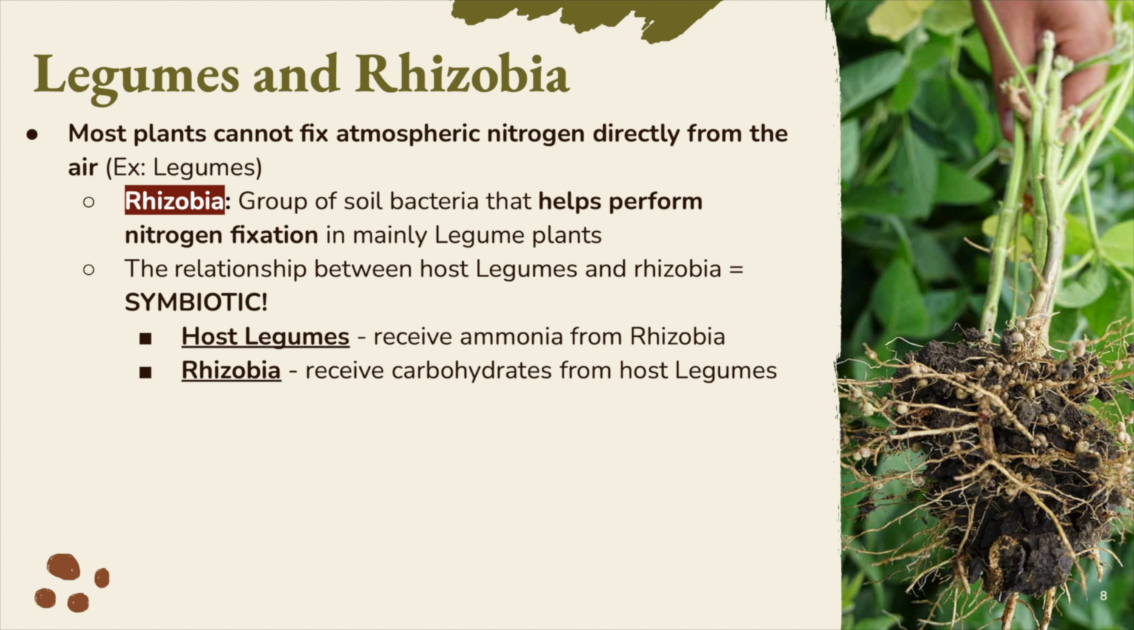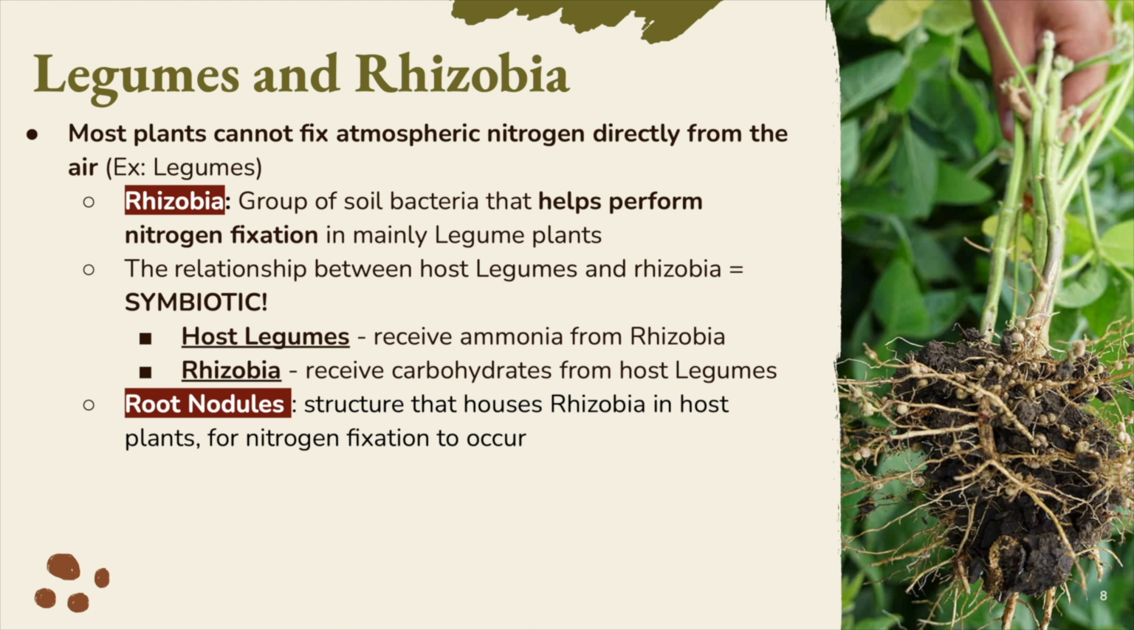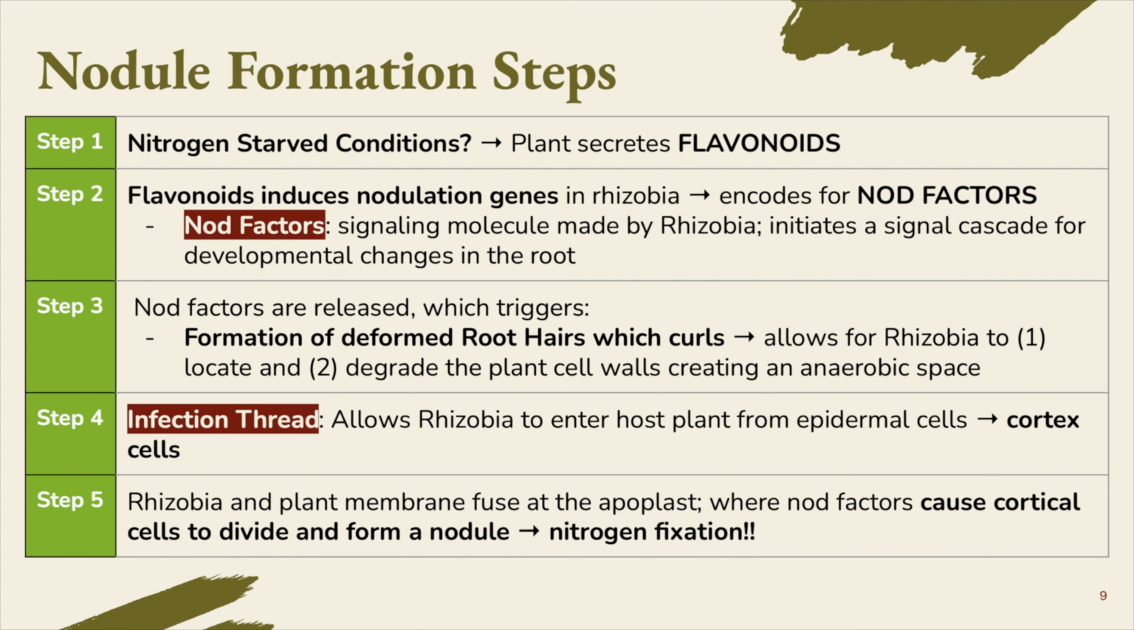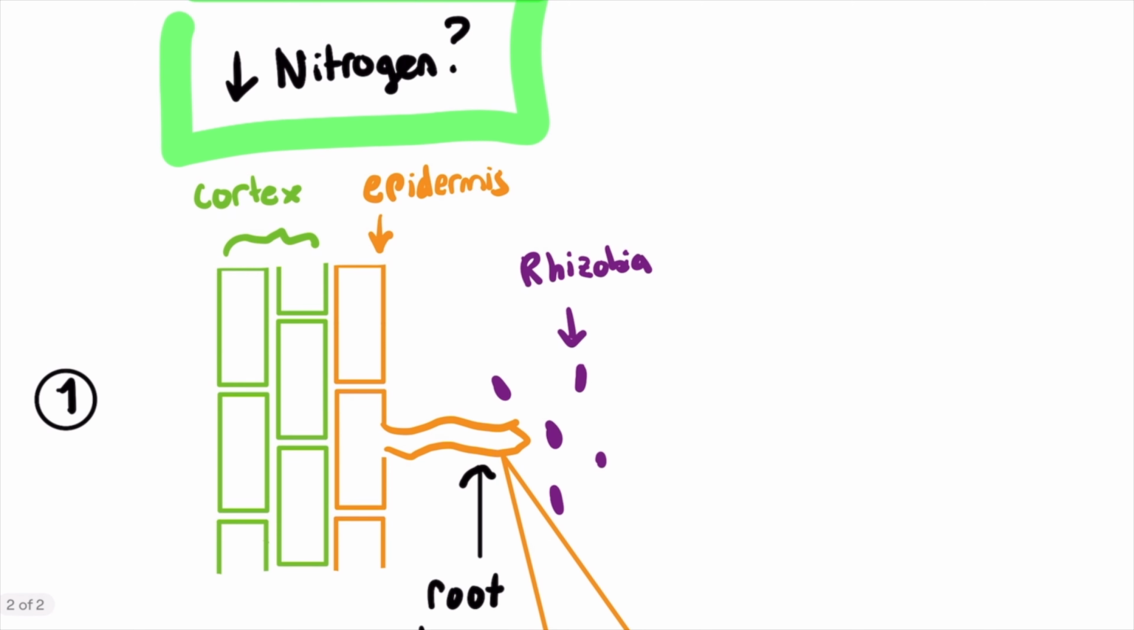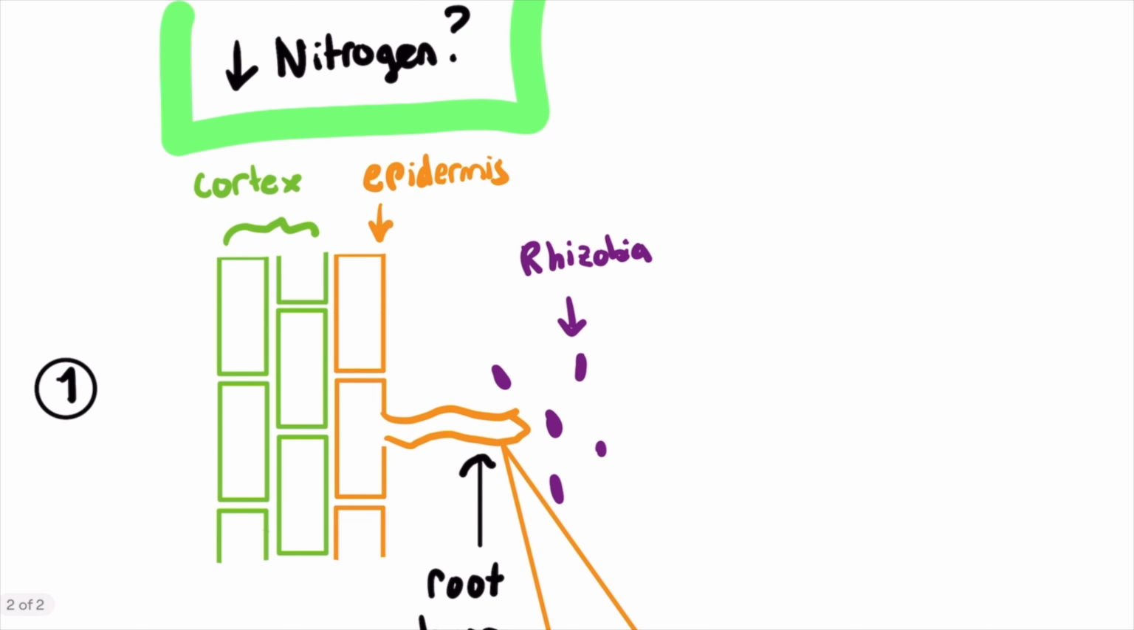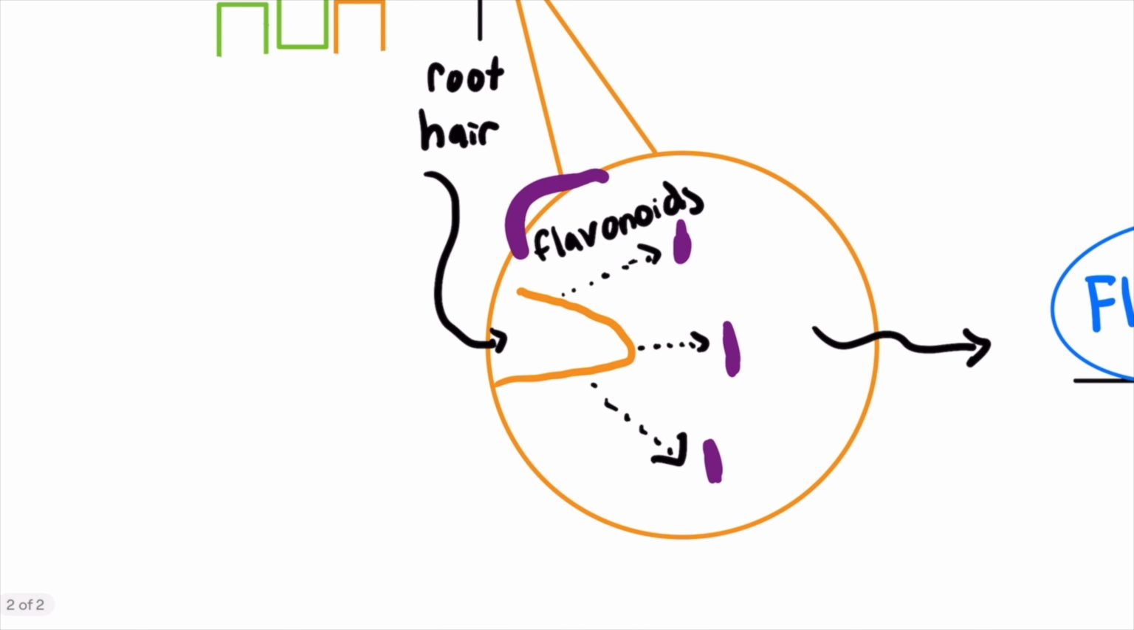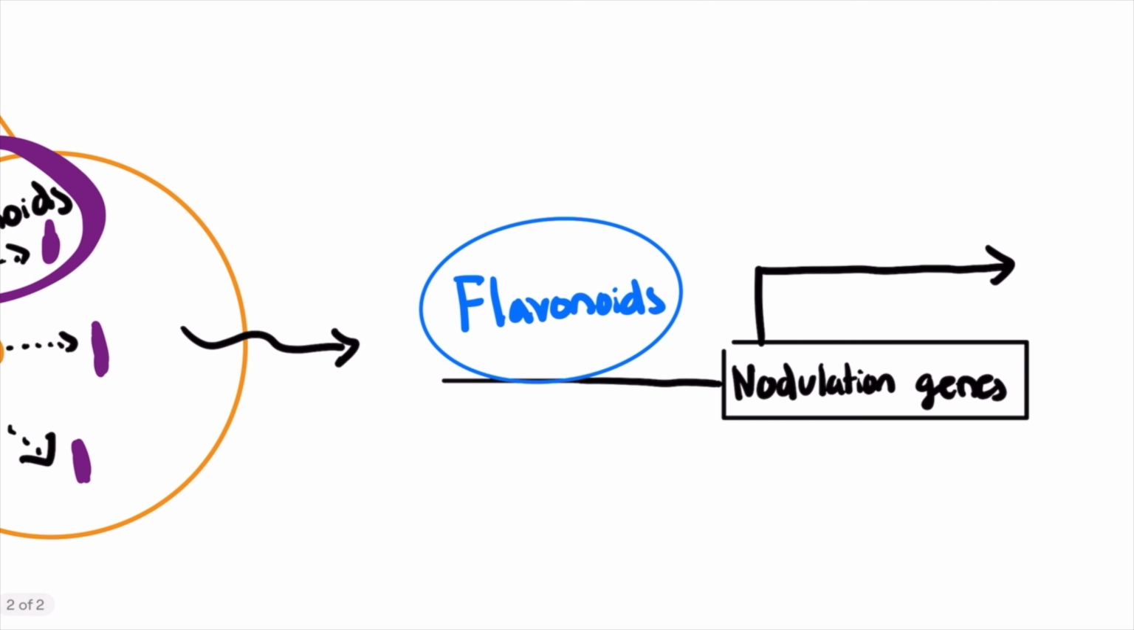For this relationship to occur, plants must form root nodules. Root nodules are special organs that host rhizobia and provide an anaerobic or low oxygen environment for nitrogenase activity. Here are the steps for nodule formation in plants. When legumes experience low nitrogen conditions, they want to form a symbiotic relationship. In order to do this, they release flavonoids into the soil, which are basically chemical signals to attract rhizobia.